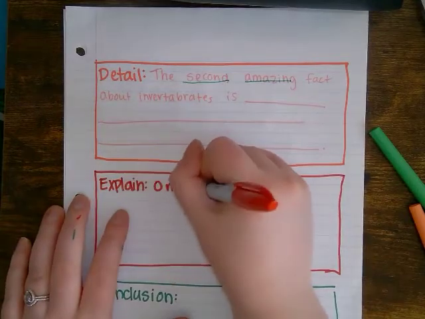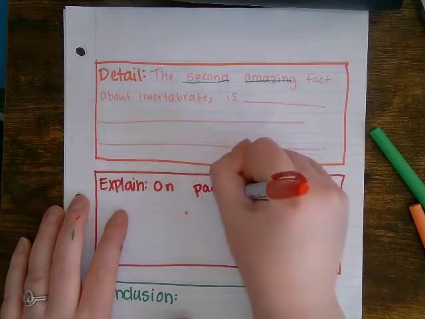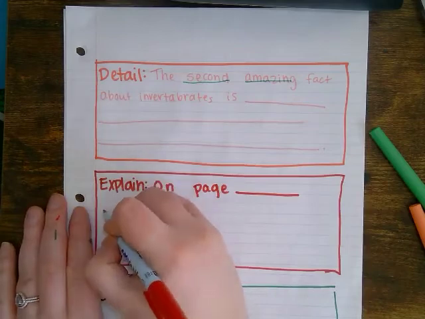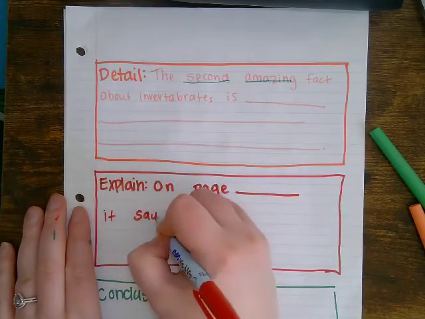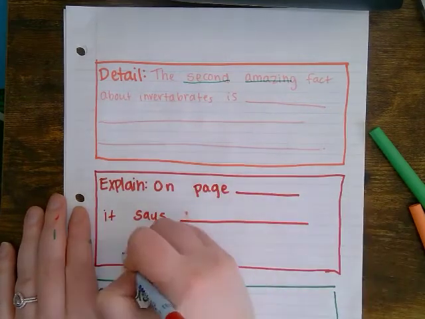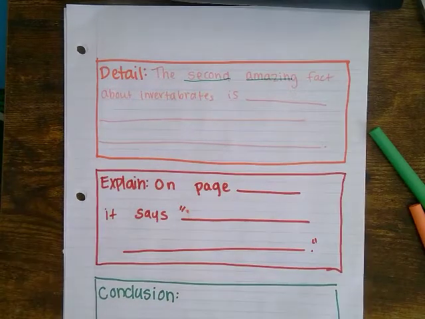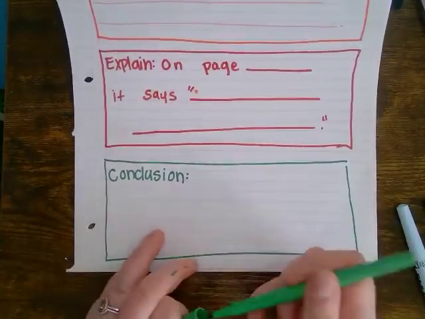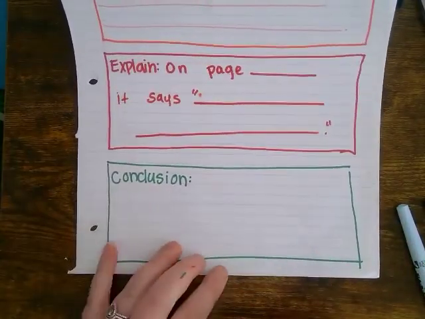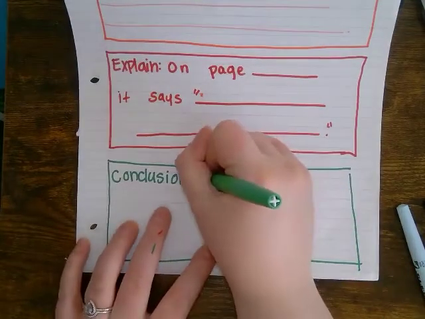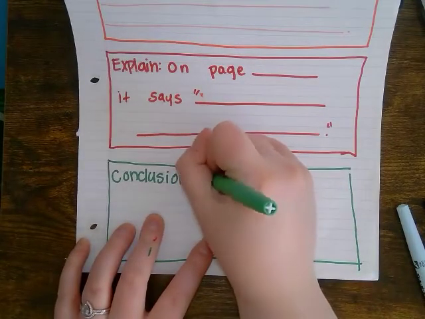And again, on the explain, we'll write on page blank. So I'll look at what my text evidence is. It says blank. And we can use quotations if we're doing a direct quote. Okay. And the last thing we'll do is we'll write a conclusion sentence to remind our readers what our paragraph was about.